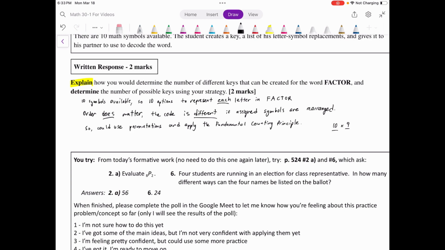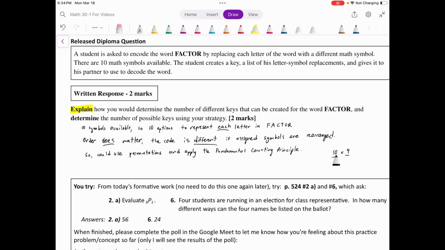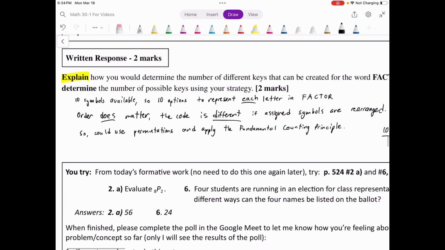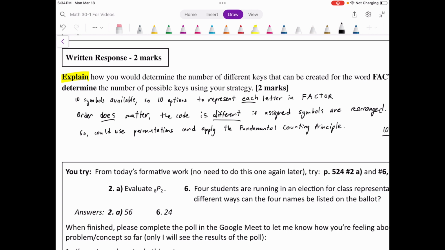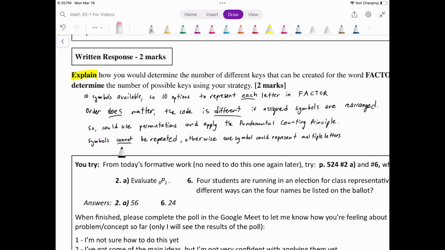Right. I haven't said that the reason I'm going 10 times 9 is because we can't repeat symbols. So once I use one here, that's no longer an option to use here, because if I repeat symbols, then one symbol could represent 2 letters, meaning it's not a very helpful code, right? One symbol should represent 1 letter for the code to be decipherable. So I'll say symbols cannot be repeated. Otherwise, one symbol could represent multiple letters.